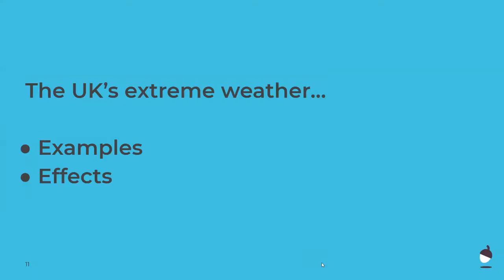So we're now going to consider some examples of the UK's extreme weather. I'm going to share with you some specific examples and we're going to consider some of their effects. Just remember as we review these to think about the 3 key words: unusual, severe, unseasonal. Which of those categories do these events fall into?